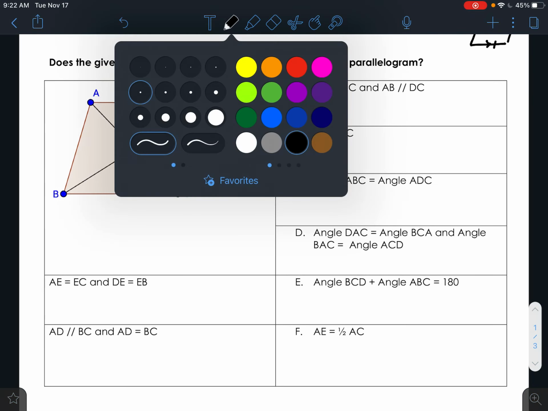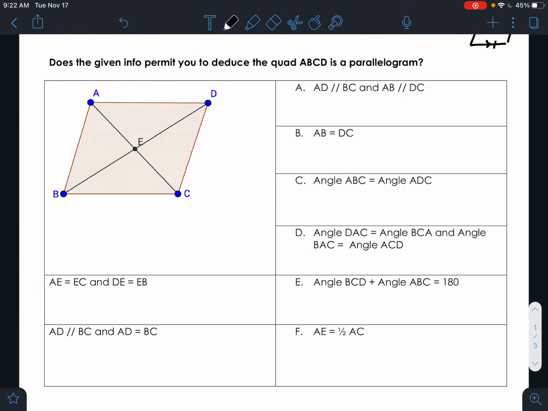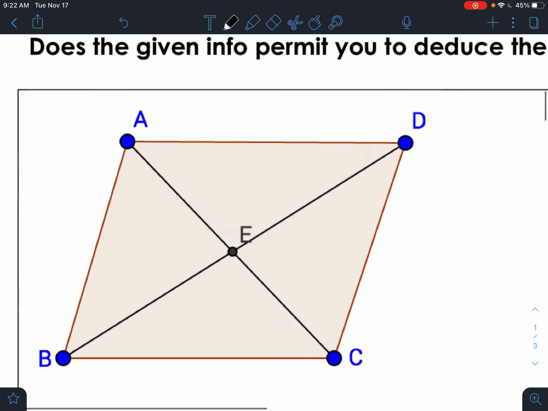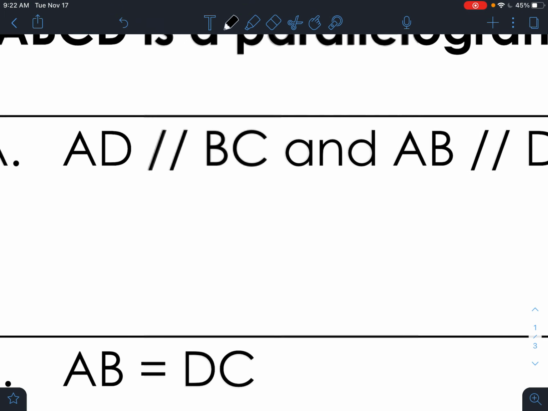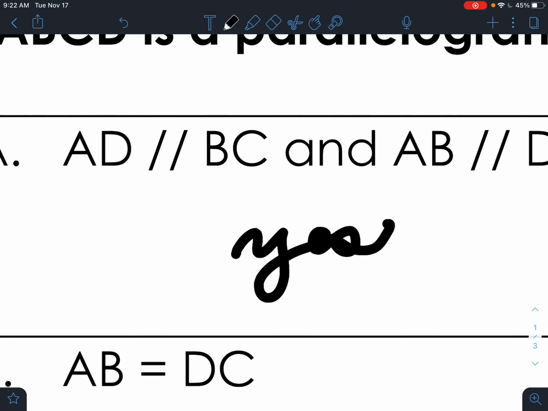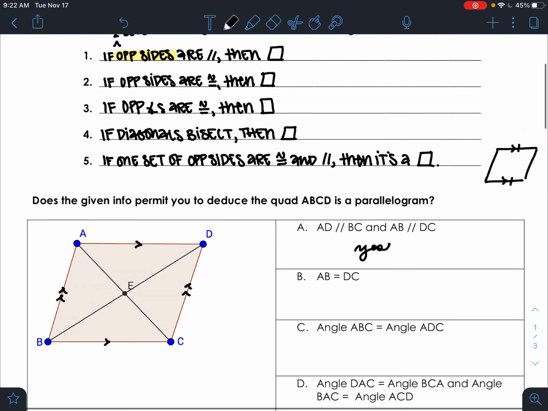So the first one says, and I'm going to have to write on my parallelogram and then I'll erase it. If AD is parallel to BC and AB is parallel to DC, is that enough information to state that it's a parallelogram? And the answer is yes, because of that first reason: if the opposite sides are parallel, then it's a parallelogram, okay?